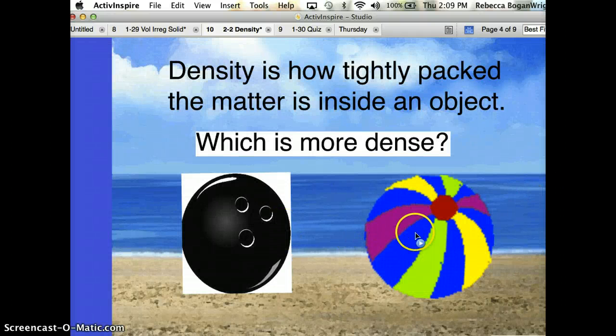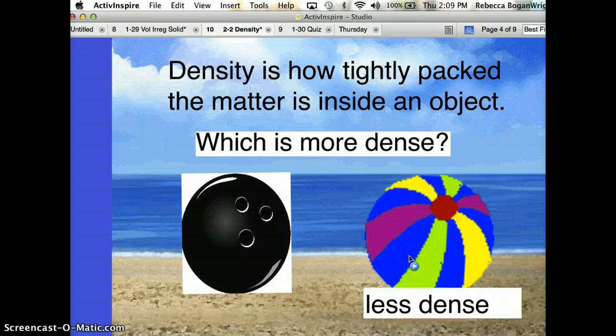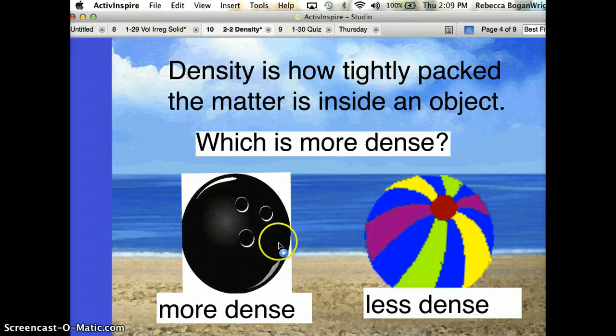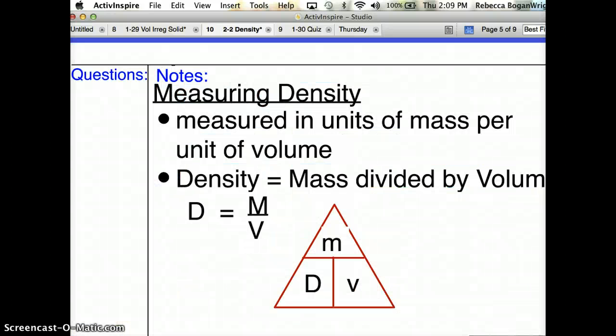So let's say I had a beach ball and a bowling ball, and I cut both of these objects in half. Well, obviously I would see solid matter in this bowling ball, and I would see like nothing in this beach ball. I mean, if I could cut it in half without deflating it. And so the stuff that's inside of the beach ball is much more loosely packed, making it less dense, and everything inside the bowling ball is very tightly packed together, which makes it more dense.